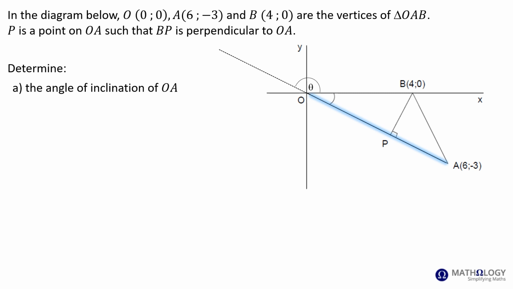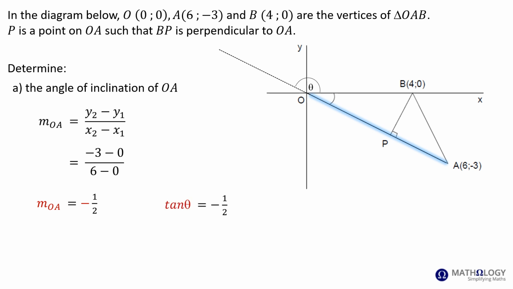Now, the angle of inclination of a straight line is directly related to the gradient of the line. We therefore need to determine the gradient of line OA, which is minus a half. The gradient of OA, which is minus a half, equals tan theta.